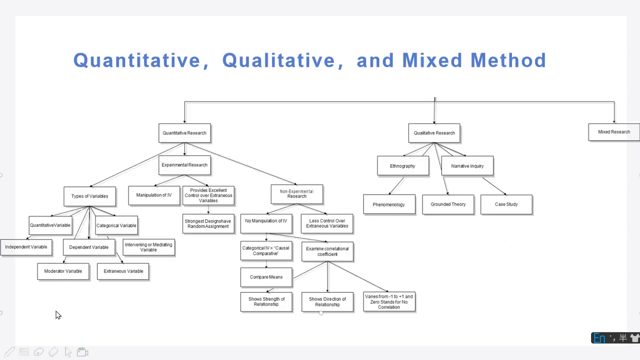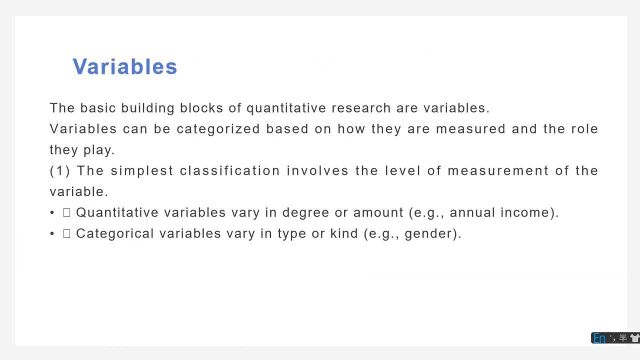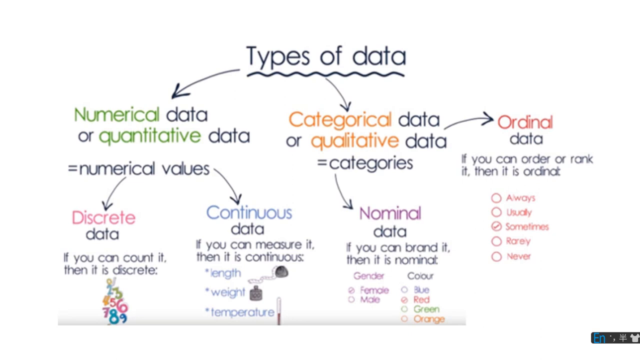Then I will talk about the types of variables. The basic building blocks of quantitative research are variables. Variables can be categorized based on how they are measured and the role they play. The simplest classification involves the level of measurement of the variable. Quantitative variables vary in degree or amount. Categorical variables vary in type or kind. Let's look at this diagram.